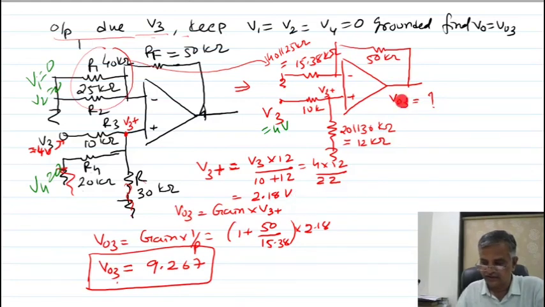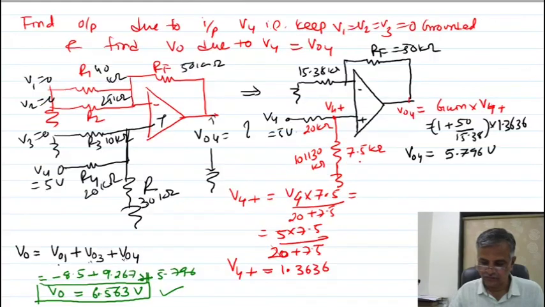So what is the gain? Gain is nothing but you can write 1 plus RF by R, this means RF by this value into V3 plus. So that I have written here, I get 9.267. Okay.